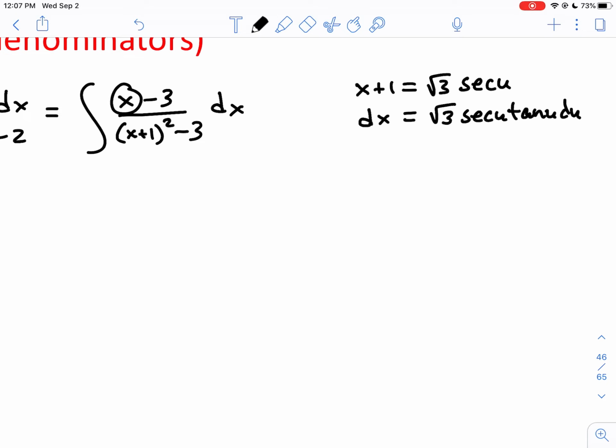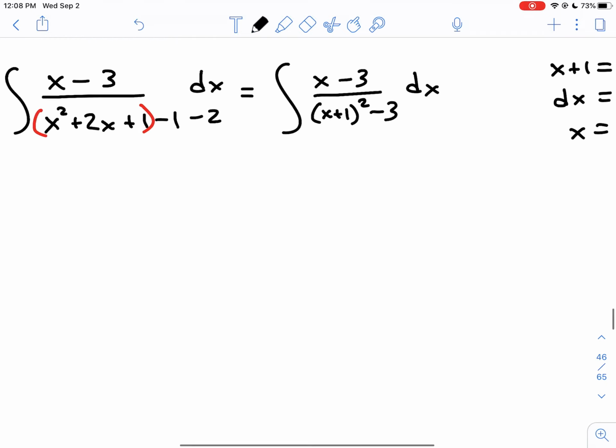So I also need to find how to replace this x. So solve this one for x. X is equal to radical 3 secant u, and then minus 1. So now I have the means to substitute for that x plus 1, and substitute for that dx, right? All 3 of those things have to change. Okay, so what does this become?